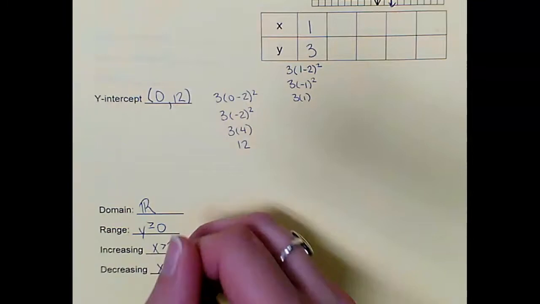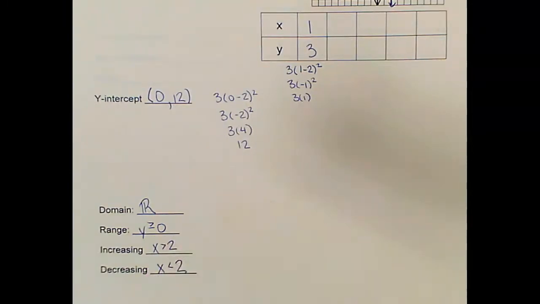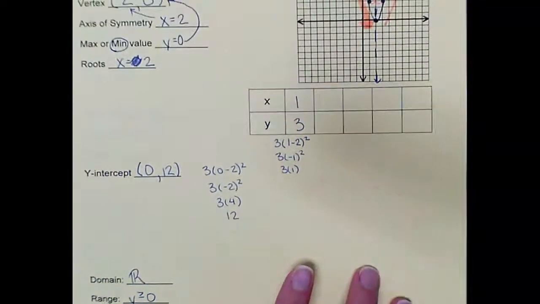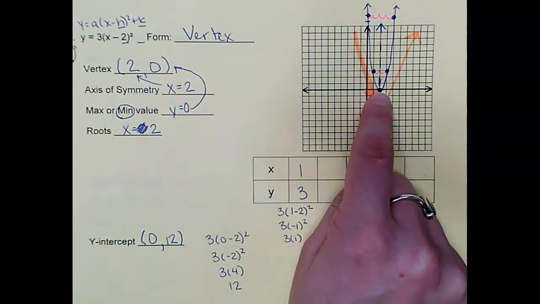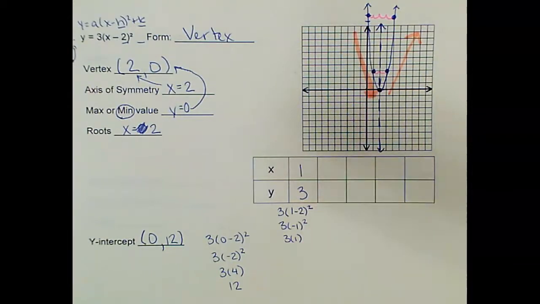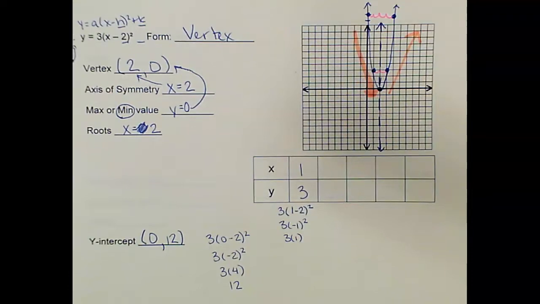Something that we need to mention, though, is that your increasing and decreasing intervals never include the axis of symmetry x value. Because that point right here, this vertex, it's neither increasing nor decreasing. It's the turning point. So this does not get included. That's why we don't use the less than or equal to and greater than or equal to signs in the increasing and decreasing intervals.